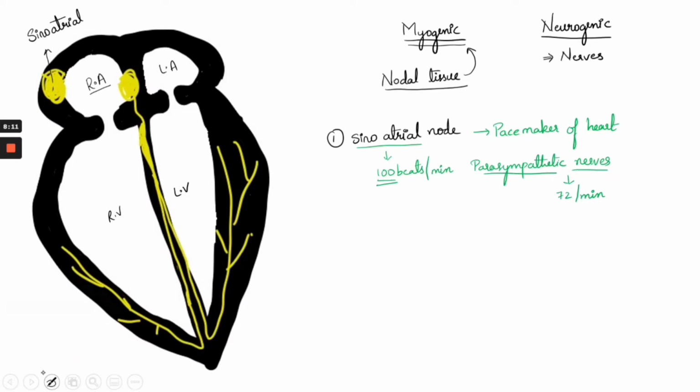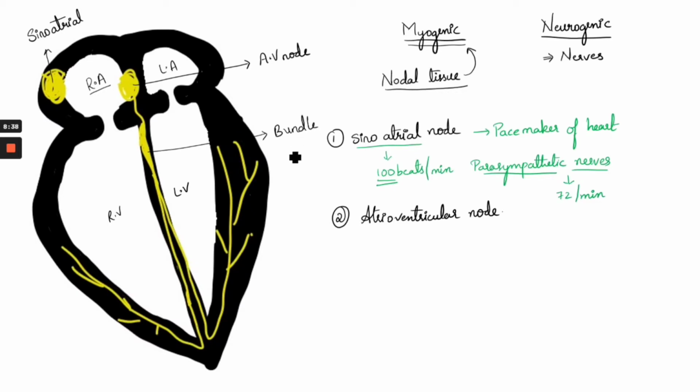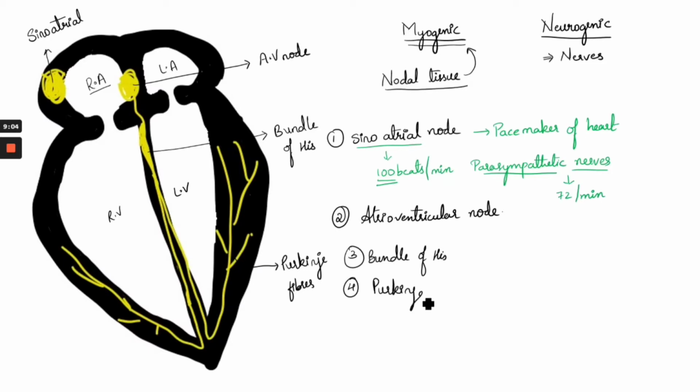Coming to the second special nodal tissue, which is present near the septum, this is the AV node. The second one is the atrioventricular node. Next we have the bundle of His, and this bundle of His will branch into Purkinje fibers. So we have the bundle of His, and next we have the Purkinje fibers. These are the nodal tissues which are responsible for the contraction and relaxation of muscles inside the heart.